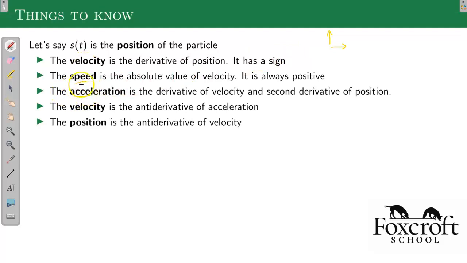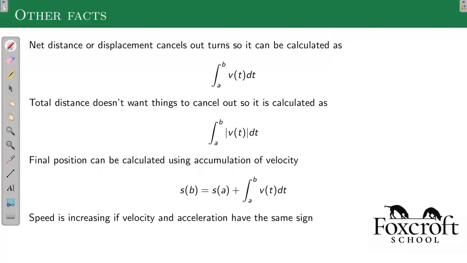Acceleration is the derivative of velocity. It's the second derivative of position. And acceleration also has a sign because you need to know which direction you're trying to go in. And then going backwards, if I take the antiderivative of acceleration, I get back to velocity. Antiderivative of velocity gives me back position. So I like to think position, velocity, acceleration. That's derivatives. Going backwards, I have to take antiderivatives. You can't get around that, but we've been doing that for a long time, so hopefully you know that.